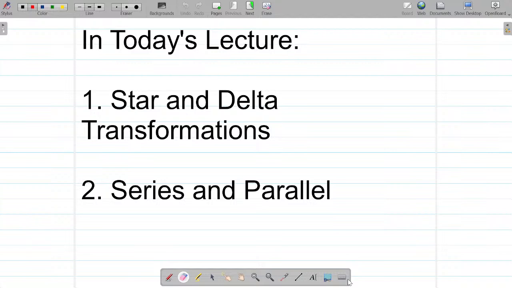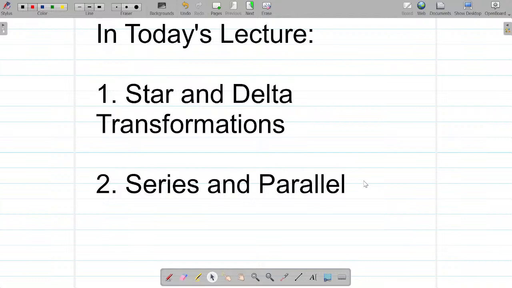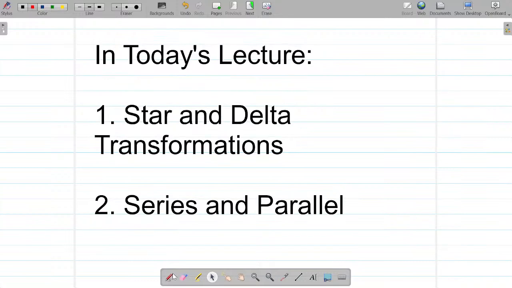Hello everyone. In today's lecture, we'll be continuing with star and delta transformations, and we'll also try and start with series and parallel connections. There's nothing other than this topic. Star and delta transformations is something new to you. Series and parallel we've been doing so far even in our questions.